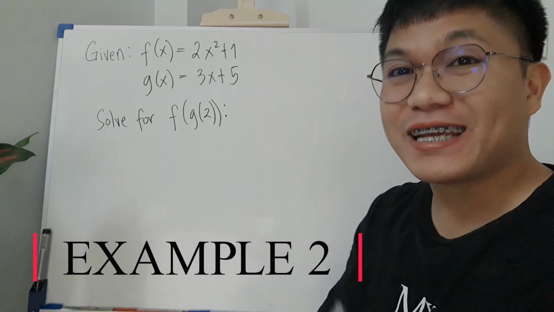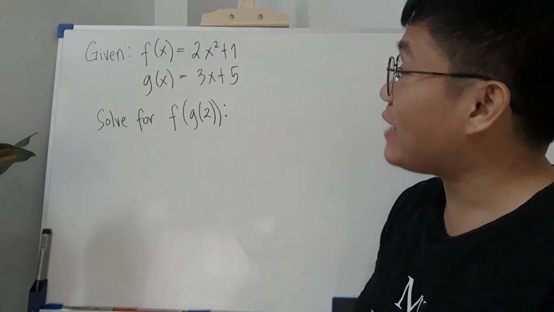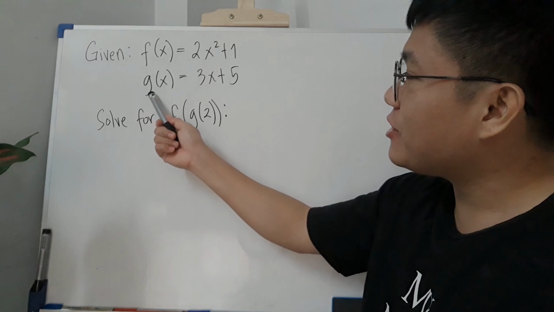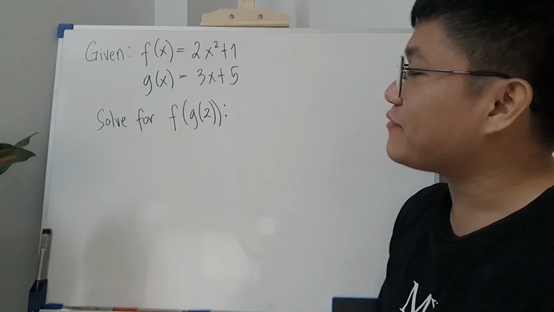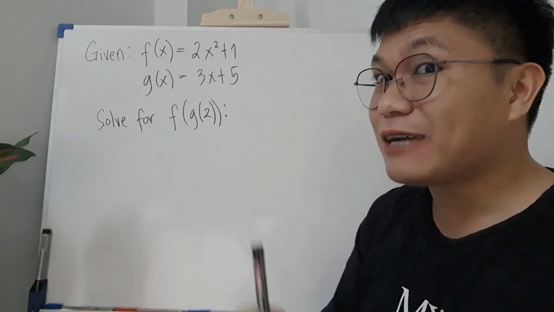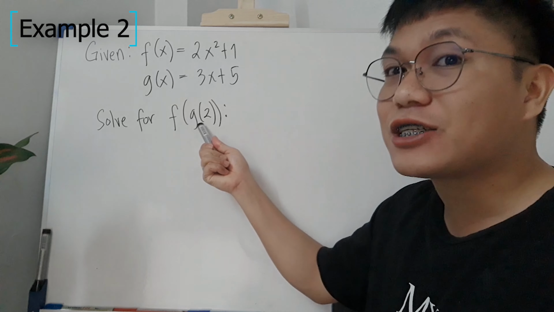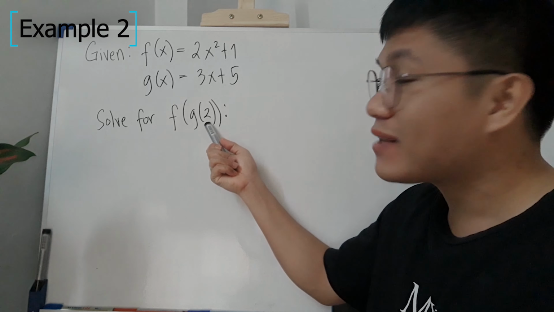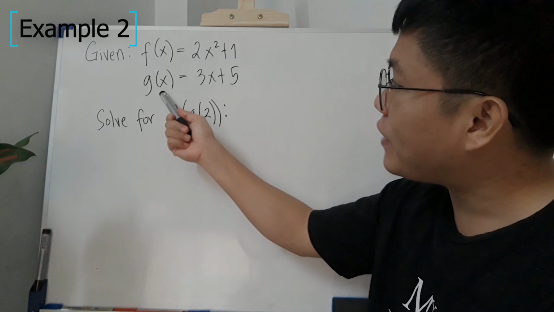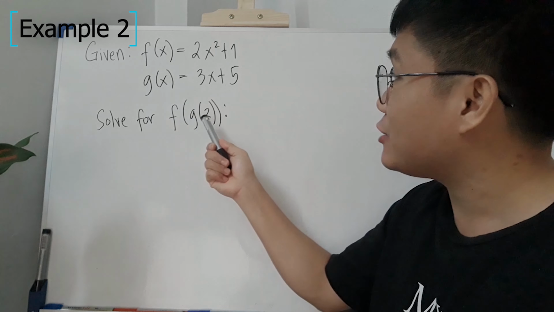Let's take a look at example number 2. Given f of x is equal to 2x squared plus 1 and g of x is equal to 3x plus 5. Solve for f of g of 2. Now, just like from the previous example, we are going to solve first for the inner function, which is g of 2. That means we are going to evaluate first the function g, considering that our input is 2.